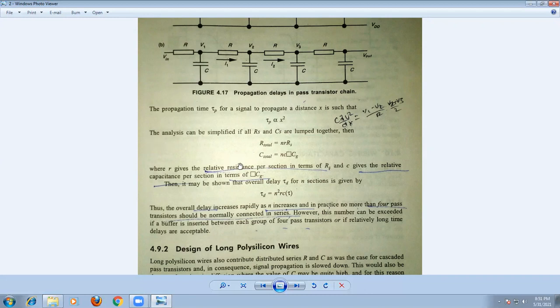This analysis can be simplified if you consider all Rs and Cs lumped together. Then the total resistance R total is equal to the number of sections n times small r, where small r is the relative resistance of a particular section, and we represent R total in terms of R. Similarly, the total capacitance is equal to the number of sections n into small c, where small c gives the relative capacitance per section.